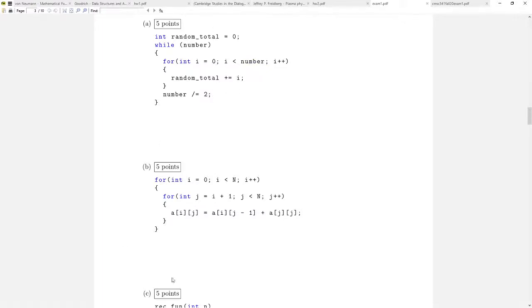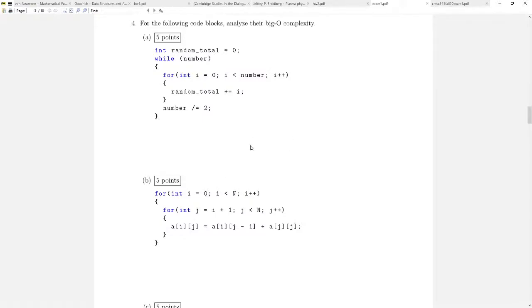And what is the outer loop? How many times does this run? So this runs while number is divided by 2. So if number is equal to, say, 16, it's going to be 8, 4, 2, 1, 0. So the outer loop here is going to run log n times. So the total thing here is going to be log n times n, so it's going to be O of n log n. And that's what this is.